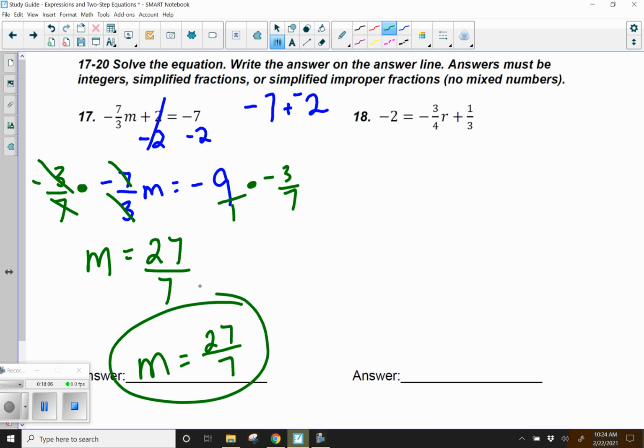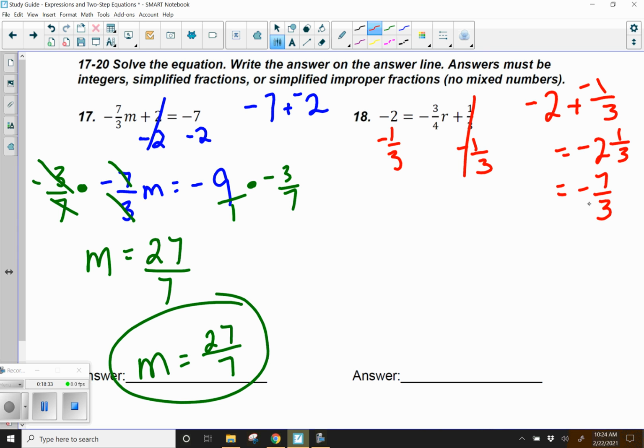Okay, for 18, my constant is 1/3, so I'm going to do the opposite, which is subtraction. What we do to one side, we do to the other. Cancels out there. Remember, -2 minus 1/3, if I keep change, becomes plus -1/3, which leaves me with -2 and 1/3, which again, we'll write as an improper fraction. 3 times 2 is 6, plus 1 is -7/3.